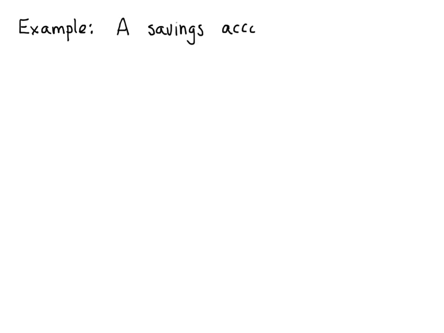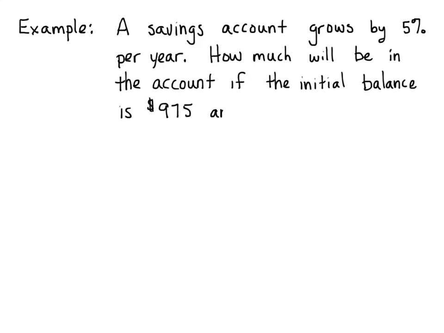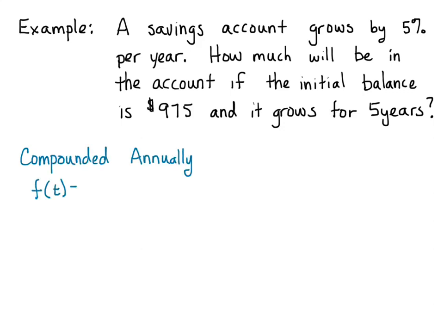Okay, so let's look at an example more in the financial world. Let's say you have a savings account that grows 5% per year, and that means they're going to calculate 5% of your savings and add it in as interest. How much will you have in the account if the initial balance is $975 and it grows for 5 years? The way we do that is what's called compounded annually. So we're not going to worry about how this breaks down with monthly or daily or hourly interest. It's going to be the initial amount times 1 plus the rate of 5%, to the 5th power.